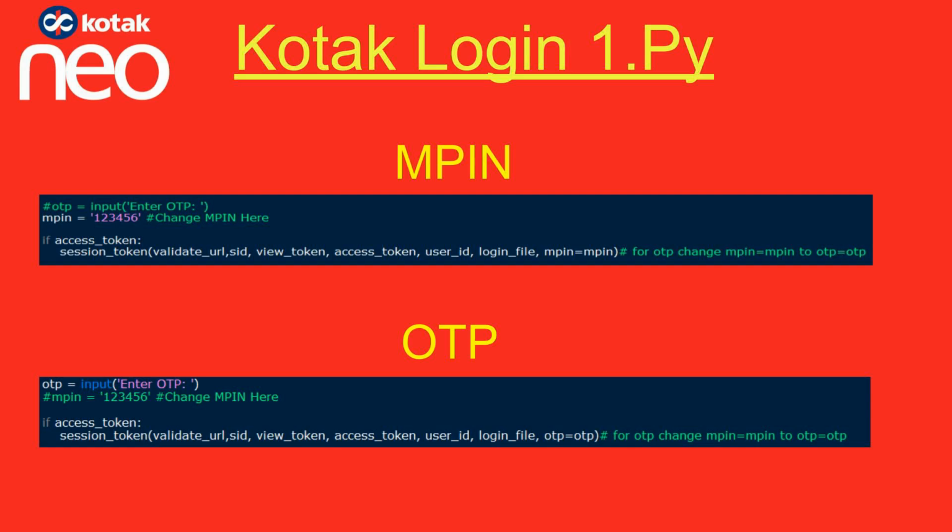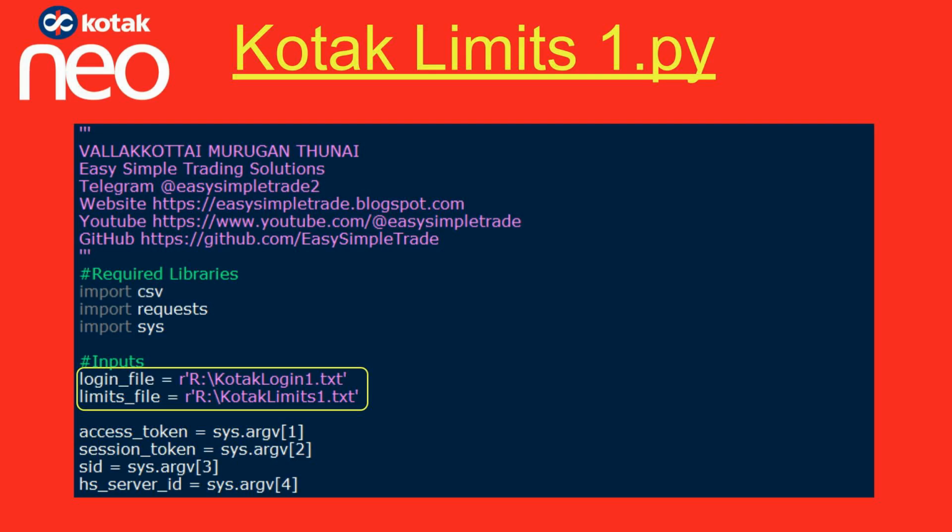Then, scroll to the bottom of the script. Change MPIN. By default, it is set up for MPIN. If you want to use OTP instead, modify the code as shown below. In Kotak limit Python script, check the file paths are available.